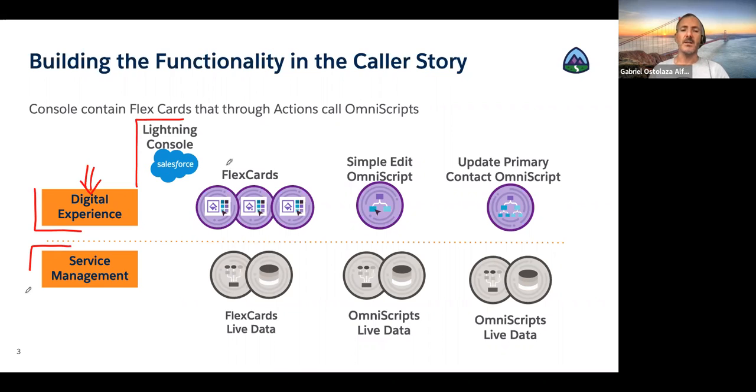The console is going to have FlexCards that one of my peers has already covered in other sessions. And within the actions of those FlexCards, we're going to launch OmniScripts, right? Those could be simple OmniScripts, or they could be more complex OmniScripts. Now, all of those FlexCards, simple and complex OmniScripts, are going to be fed data from our data tools: integration procedures, data raptors, HTTP action, REST calls, etc.